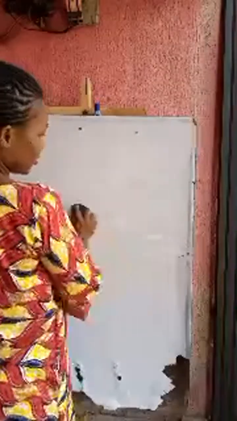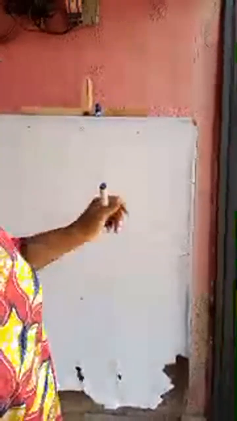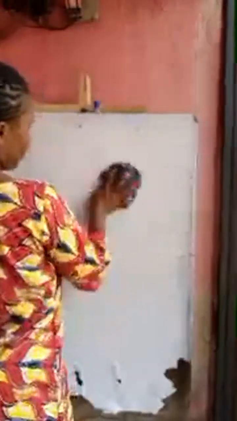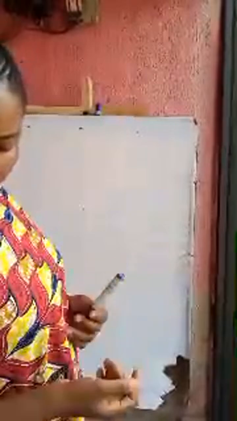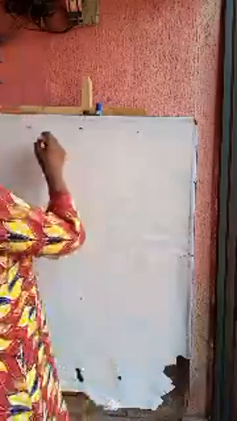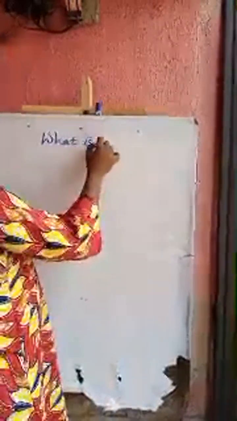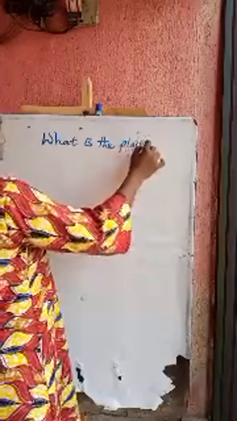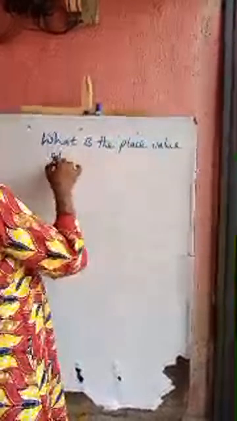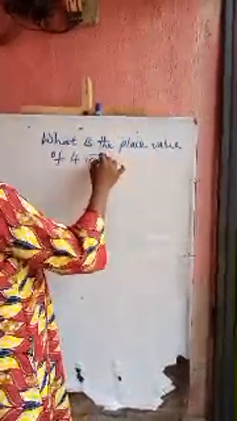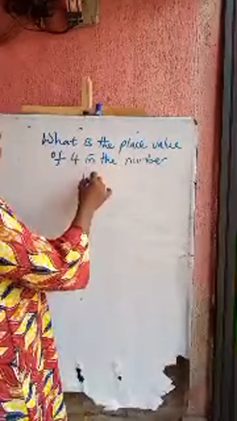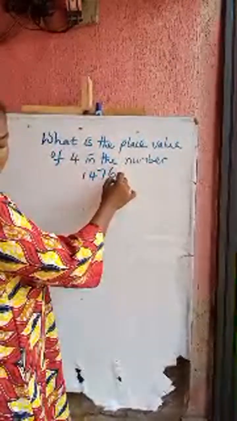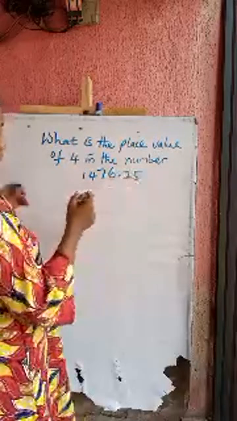Let's go to another question. The other question says, what is the place value of 4 in the number 1476.25?